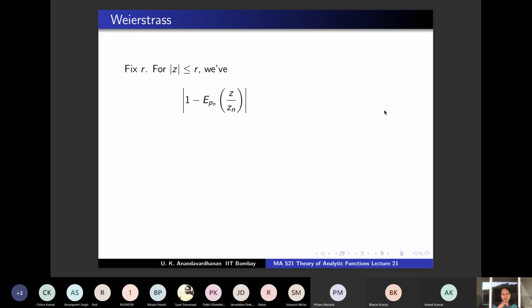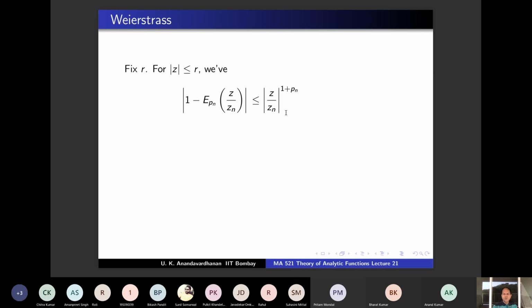So what do you know about this modulus? What did we prove just in the last slide? 1 minus EPZ, its modulus is less than or equal to mod z power p plus 1 when mod z is less than or equal to 1. So by applying the same thing here, you will get that this is less than or equal to mod z by zn power 1 plus Pn. Where will this be true? This will be true in the region mod z by Zn is less than or equal to 1. So this will be true whenever mod z is less than or equal to mod Zn.